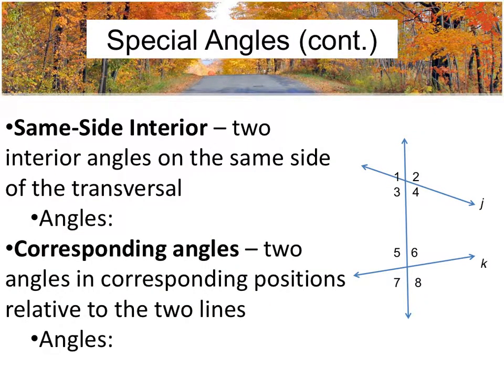Okay, 2 more types. The first is the same side interior. So think about the words that are there. Same side means it's going to be on the same side of the transversal. Interior, in between the two lines. 2 interior angles on the same side of the transversal. And then corresponding angles are 2 angles in corresponding positions relative to the 2 lines.